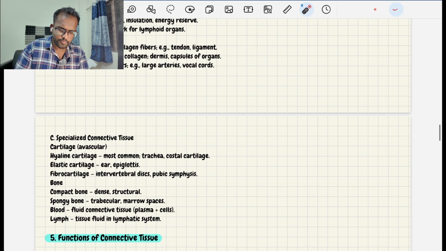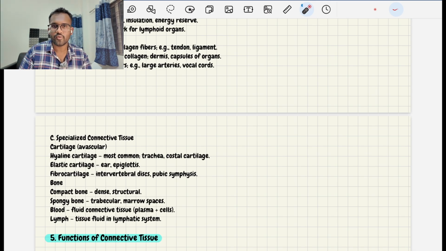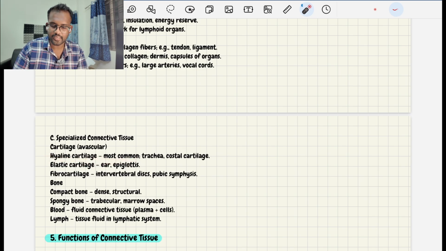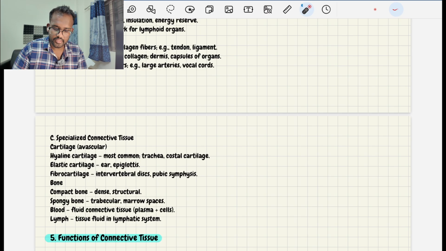Then we have specialized connective tissue, which is called cartilage. Cartilage is avascular, as I told you, because there are no blood vessels to the cartilage. So damage to the cartilage leads to improper or slow recovery. Then we have hyaline cartilage, most common in the trachea, costal cartilage, etc. We have elastic cartilage present in the ear, epiglottis, etc. We have fibrocartilage, which is present in the intervertebral disc, pubic symphysis, etc.